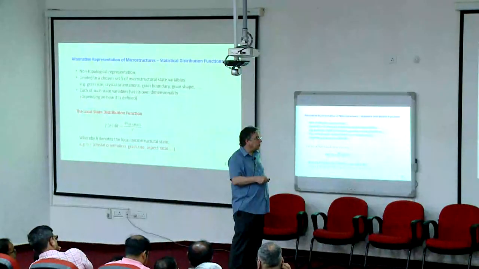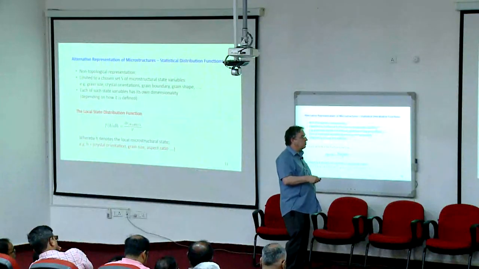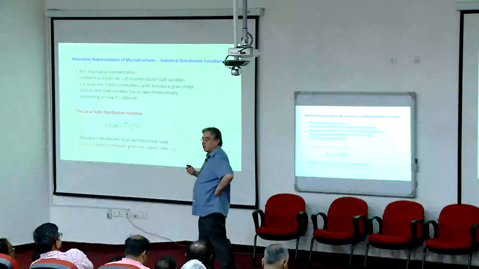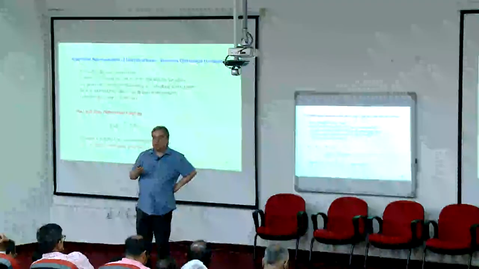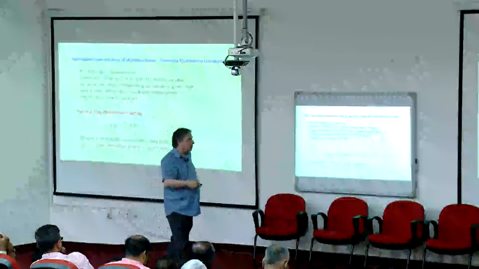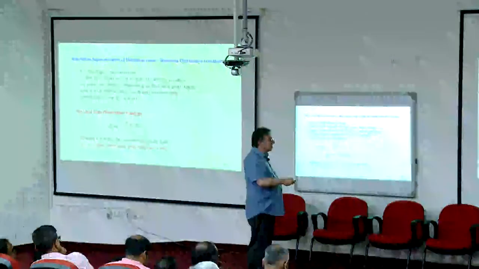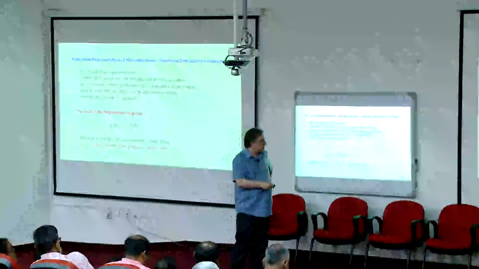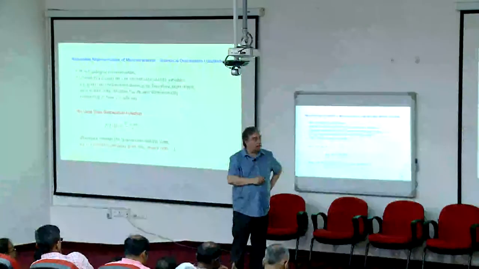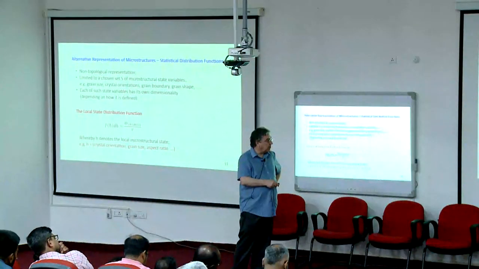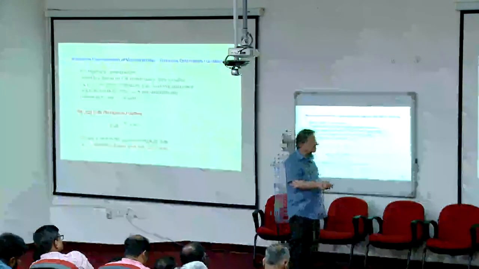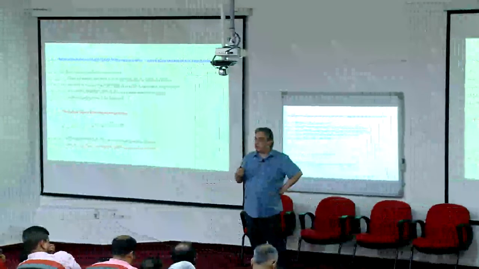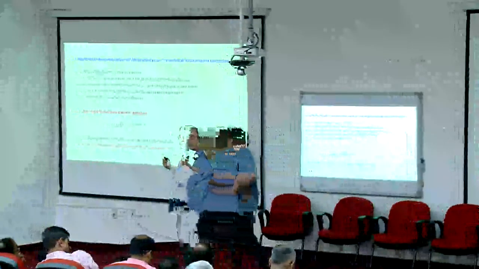So you can then define something called the local state distribution function. This is a distribution function in the same sense that you know distribution functions of probability. But here we don't have distribution functions of probability, we have rather distribution functions of volume fraction. H represents this set of state variables. If you consider n state variables, then H will be an n-dimensional vector in the n-dimensional state variable space. And here on the right-hand side, this is the volume fraction of material that has the state variable within an infinitesimally small environment around H, in the same way that you would define a probability distribution function.